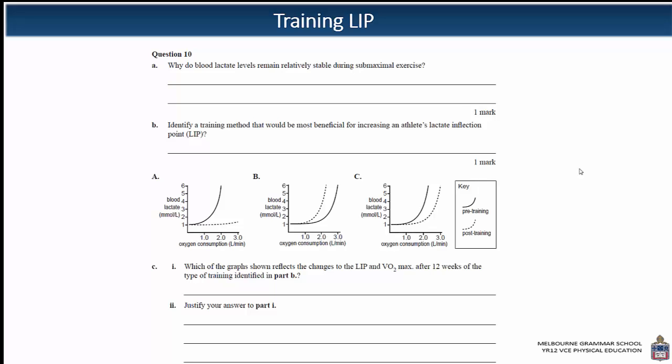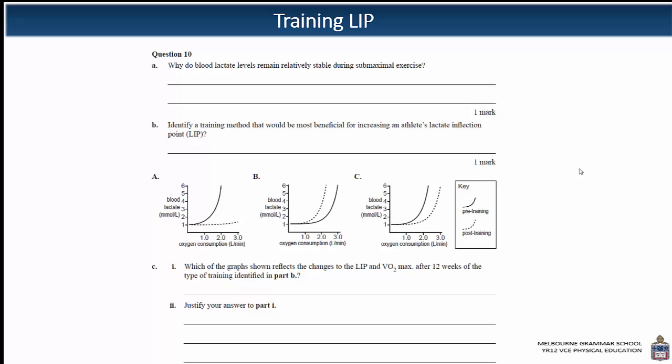Okay, let's go on to B. Identify a training method that will be most beneficial for increasing an athlete's lactate inflection point. So we're talking about removal of lactate now, LIP. So we're thinking about aerobic training, continuous, fartlek, perhaps long interval training, not anaerobic training. If you said short interval training, that's not right. That will help with tolerance, but it's not going to help with the increased removal. That is going to be via aerobic training.